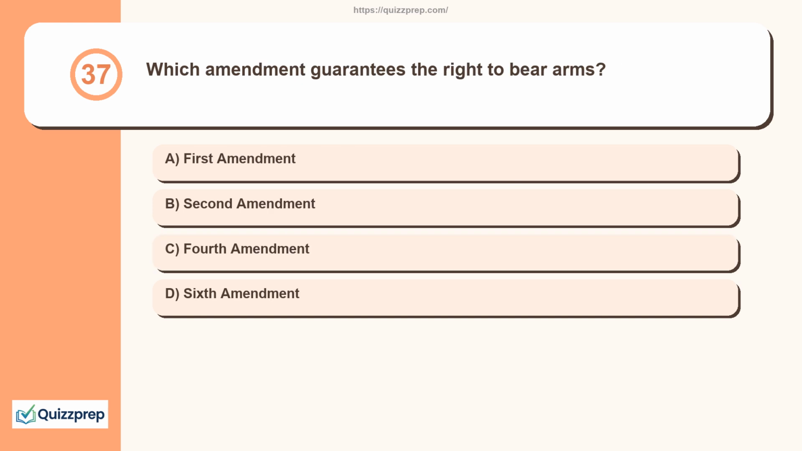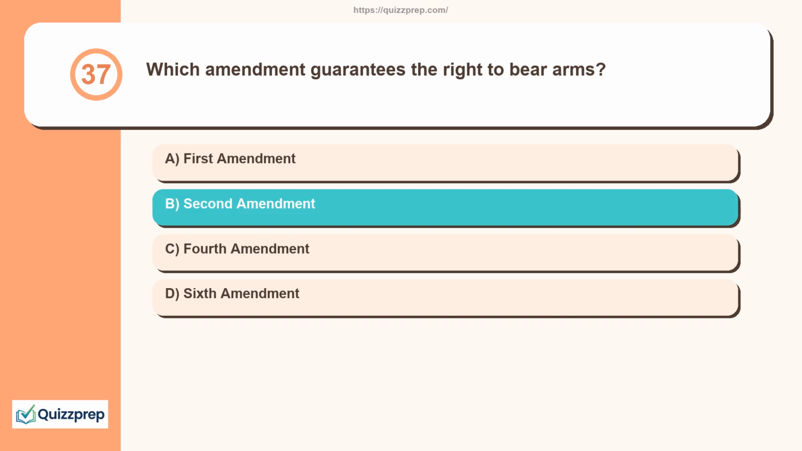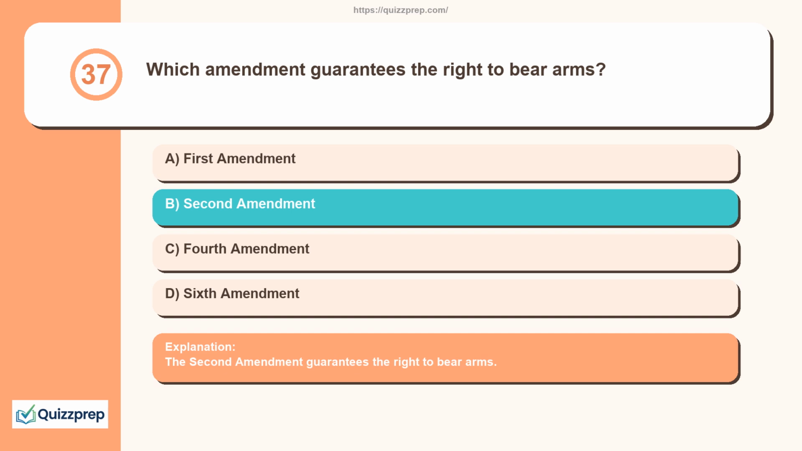Question 37. Which amendment guarantees the right to bear arms? First Amendment, Second Amendment, Fourth Amendment, Sixth Amendment. The Second Amendment guarantees the right to bear arms.